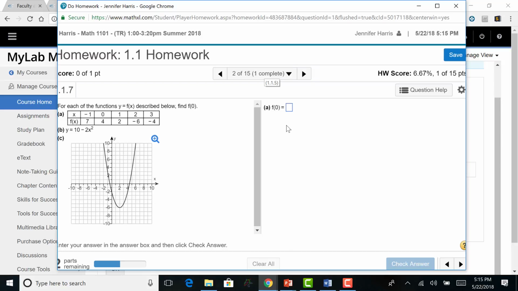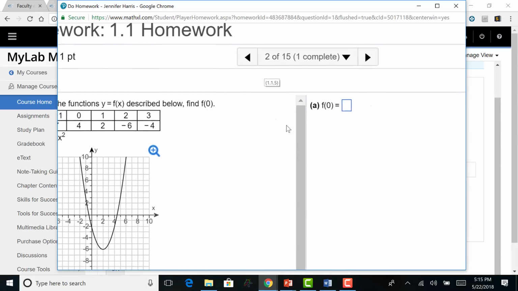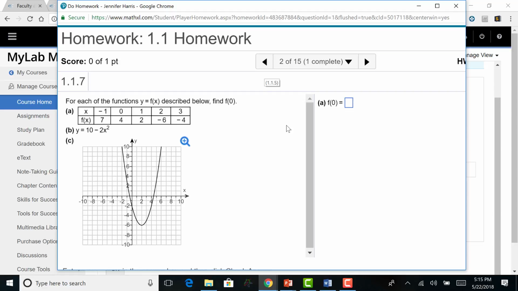What is it asking you to do? Plug it in, plug them numbers in. All right, so what are you going to plug it into? This is part A now. You're only looking at the table. You're not looking at B or C. Look at the table. It says, what's f of 0? Well, what's 0? Is that an input number? Yeah. So if that's the input, what's the output for 0?